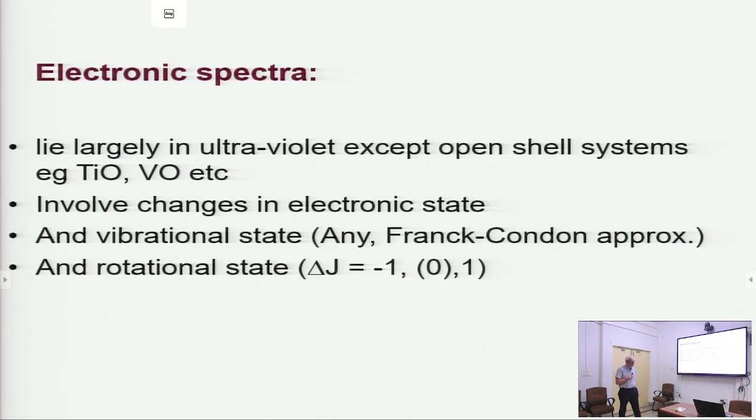So obviously, if you're doing electronic spectra, it involves changes in the electronic state. It involves changes in the vibrational state, of which in principle any are allowed, but there's something called the Franck-Condon approximation, which I've already alluded to, and we will go through in a few minutes, and if not derive, at least discuss in a bit more detail. And then you get the inevitable rotational selection rules, which should be etched in your brains by now, that delta J is 0, plus or minus 1. And 0 is quite common. Half the bands have Q branches, half don't.